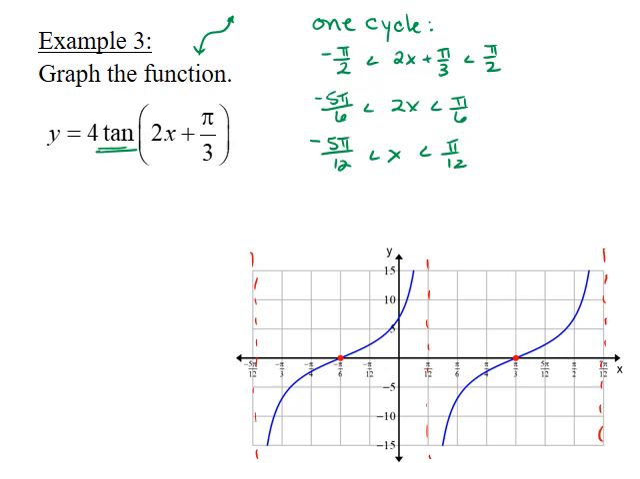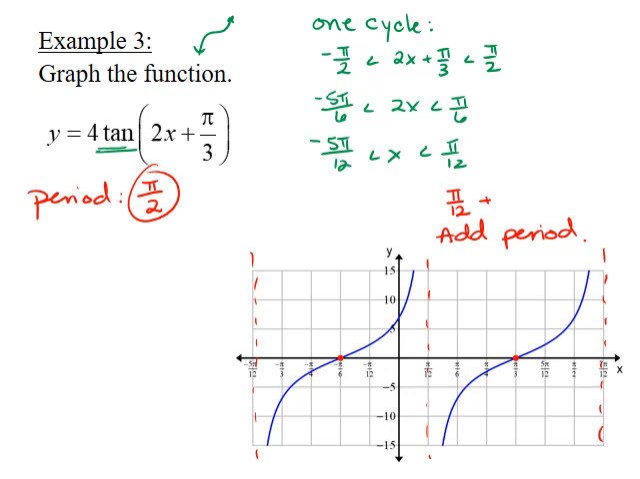So basically, if you have an asymptote here, you're going to add another period. So remember, when we have the graph of the tangent function, the period is pi divided by b, so the period is pi over 2. So to get from pi over 12 to the next asymptote, I will add pi over 2. And so you might want to rewrite this as 6 pi over 12. 6 pi over 12 plus pi over 12 gives us 7 pi over 12.